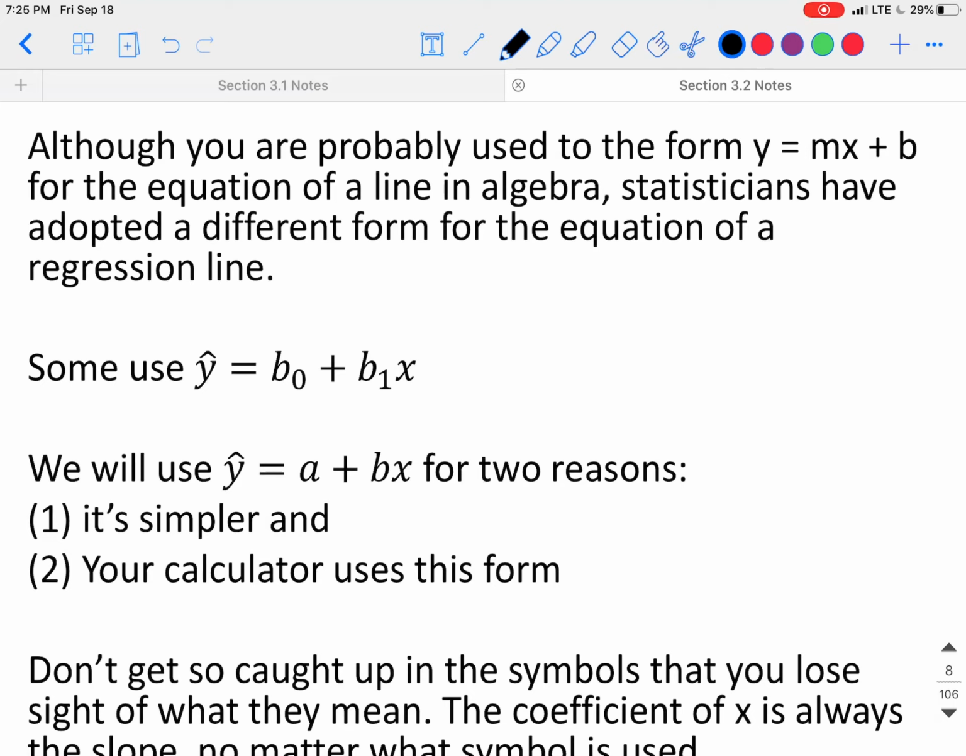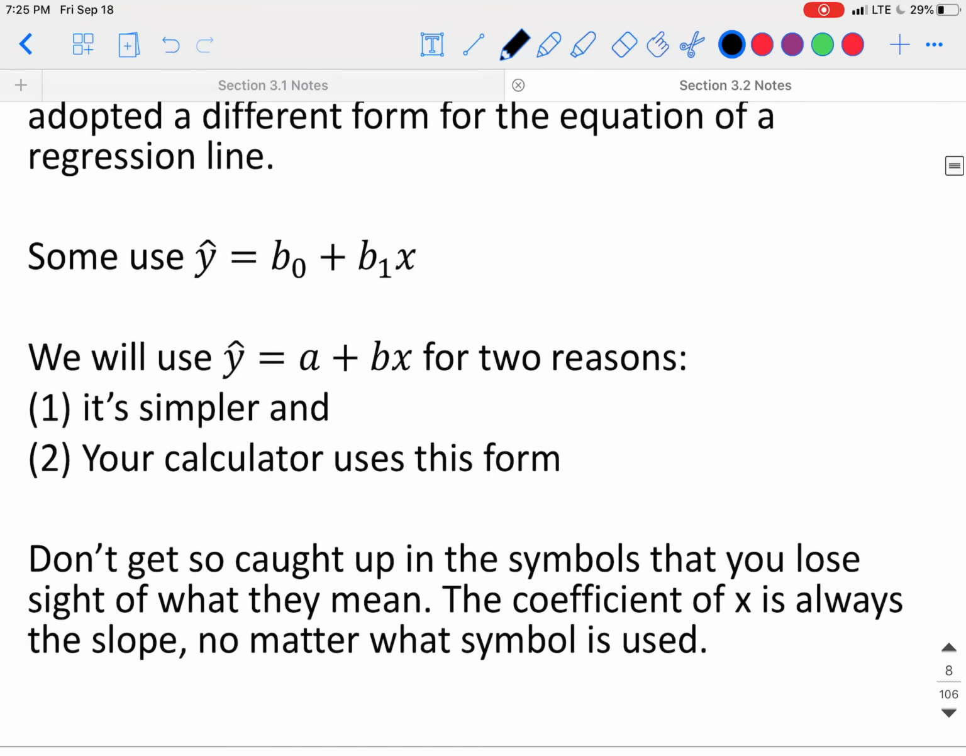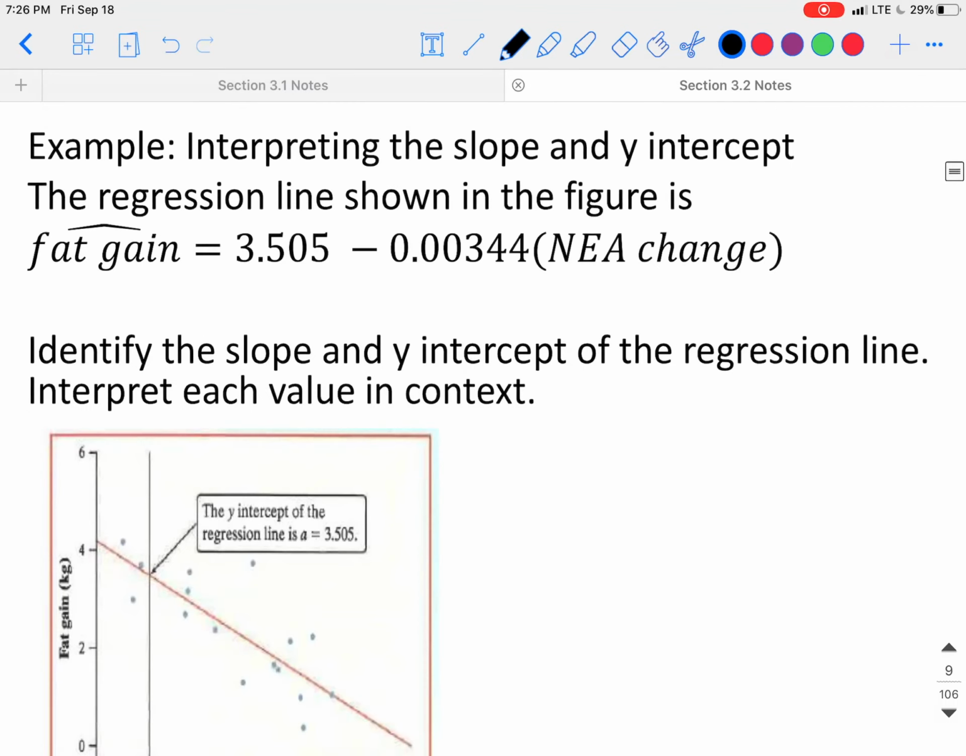Although you are probably more used to the form y equals mx plus b for the equation of a line in algebra, statisticians have adopted a different form of the equation for the regression line. So sometimes you will see it in the form y hat equals b sub 0 plus b sub 1 times x. But we're going to use y hat equals a plus bx for 2 reasons. 1, it's simpler, and 2, this is the form our calculators use. So don't get so caught up in what the symbols are. Just remember whatever variable is with your x describes the slope, and the one that does not have the variable is your y-intercept.